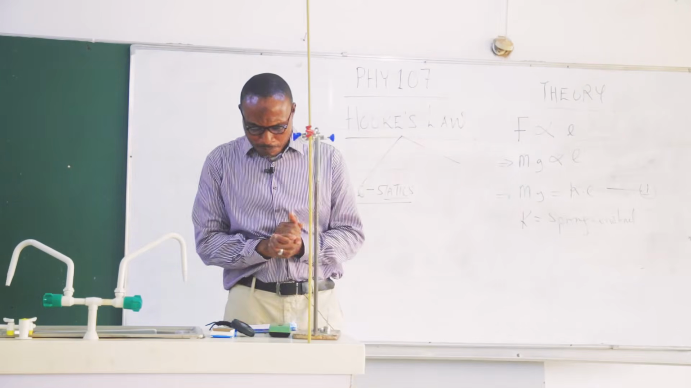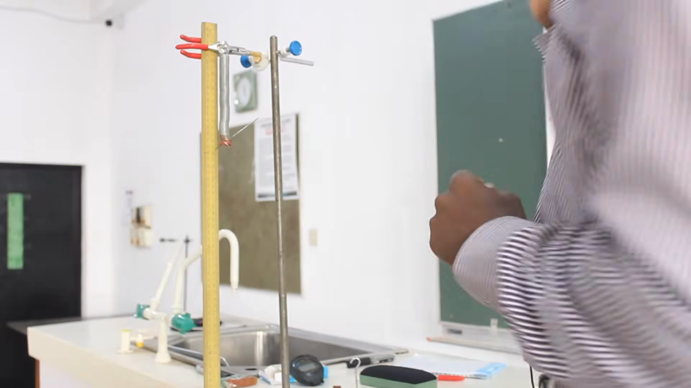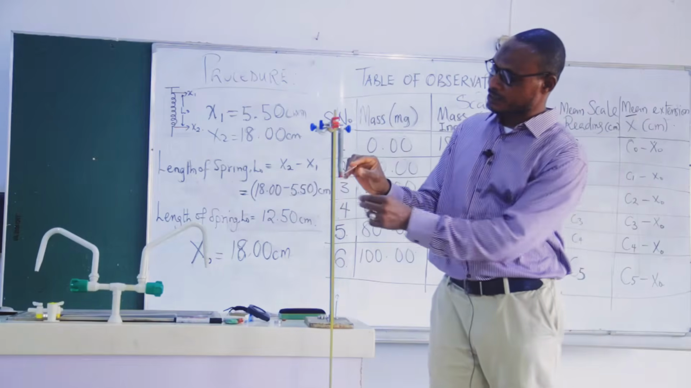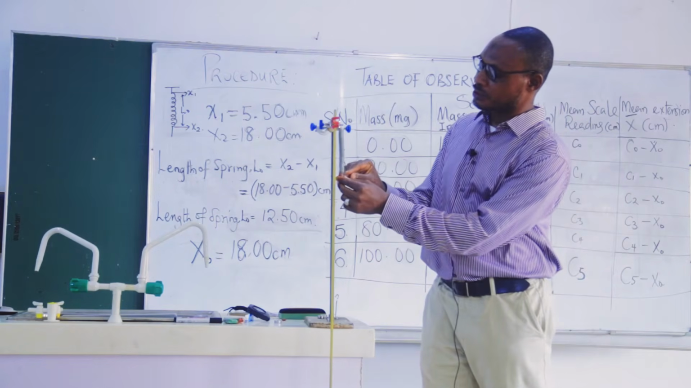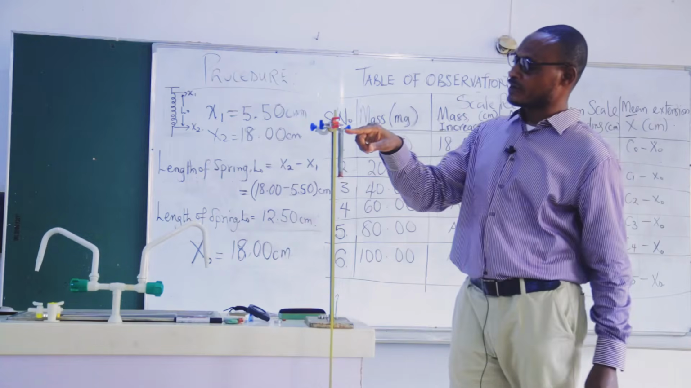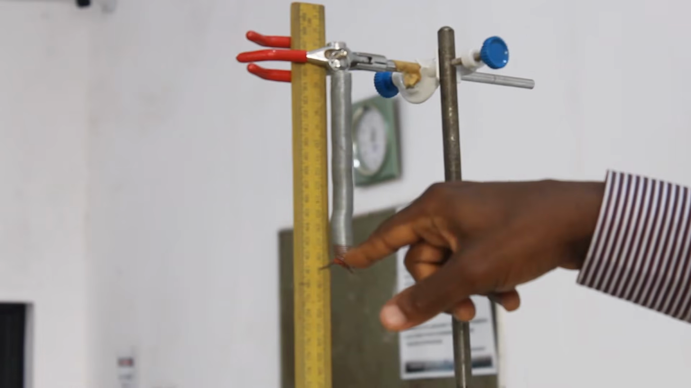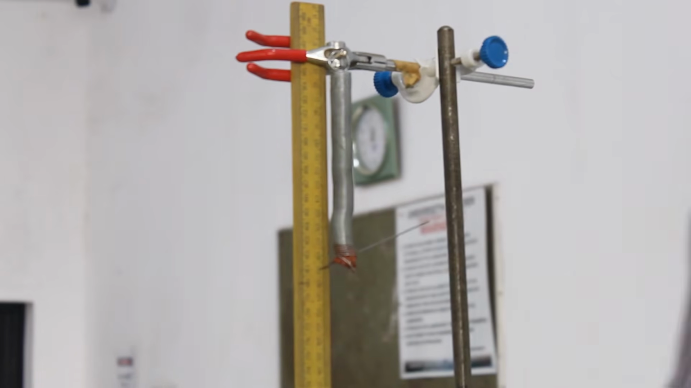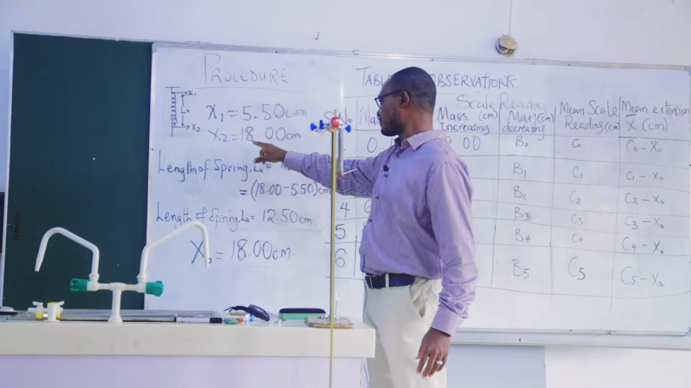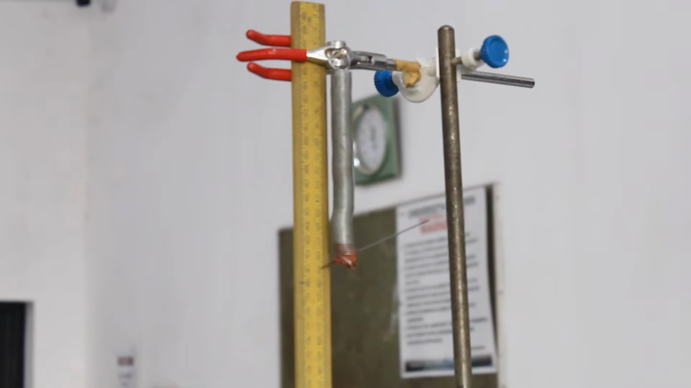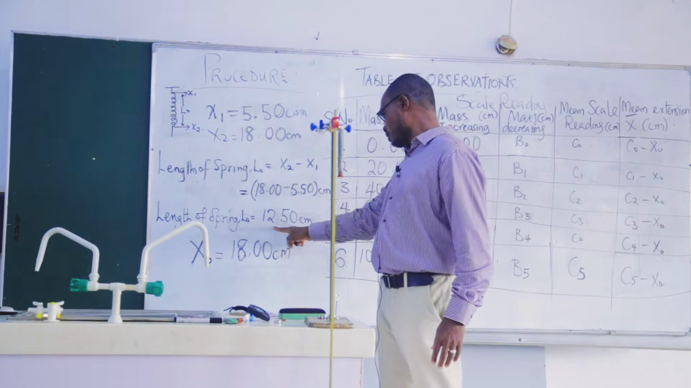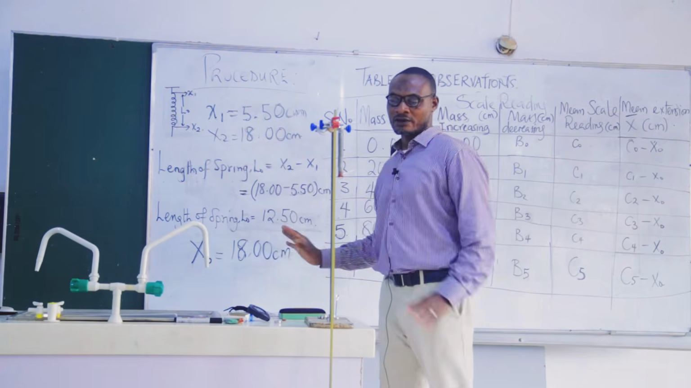Now, we go straight to experiment 6. The first thing we do is to get the length of the spring. And how do you get the length of the spring? We note the position of the upper part of the spring, which is reading 5.5. And we take note of the base of the spring, which is reading 18. So when we take the difference between the two readings, the upper part is 5.5, the lower part is 18.00 centimeters. So the length of the spring will be the difference between x2 and x1, which gives us 12.50 centimeters. Now, we are done with that.